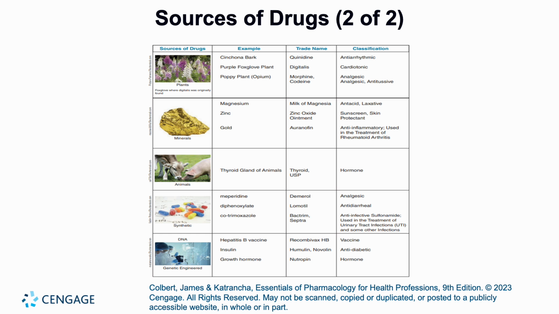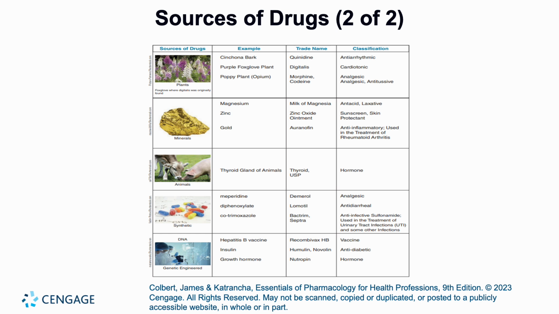Then we have the synthetic category. This means that they were created. Example is meperidine. Trade name is Demerol, used as an analgesic. Diphenoxylate. Lomotil is the trade name. It's an antidiarrheal. Cotrimoxazole. Trade name is Bactrim, Septra, and this is an anti-infective sulfonamide used in the treatment of urinary tract infections.